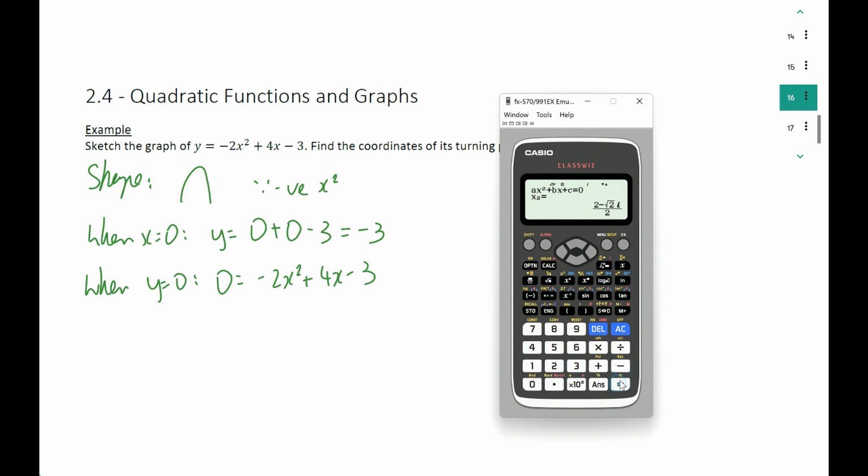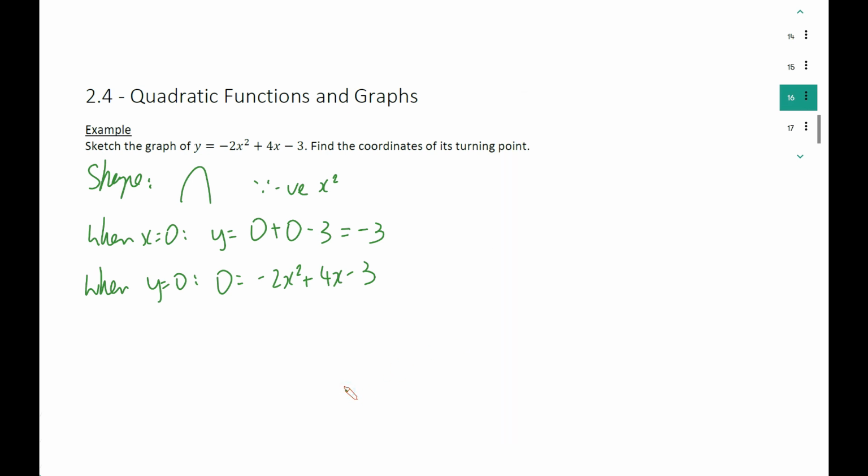Did I make a mistake somewhere? Minus 2, 4, minus 3. Okay, there's an i, which means there's no real root. It gives you a maths error. That means it's not touching the x-axis. Yep, we know this. We've sort of done this. It's quite rare in GCSE, but now in A-level, everything is possible.